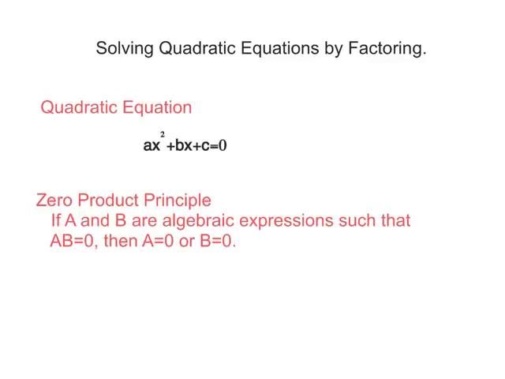So the general idea of the zero product principle is if you've got a product and that product is equal to 0, then at least one of the factors of that product has to be 0 to make that happen, okay? So that's the general idea behind solving by factoring. Now, let me give you the steps to work a problem like this.